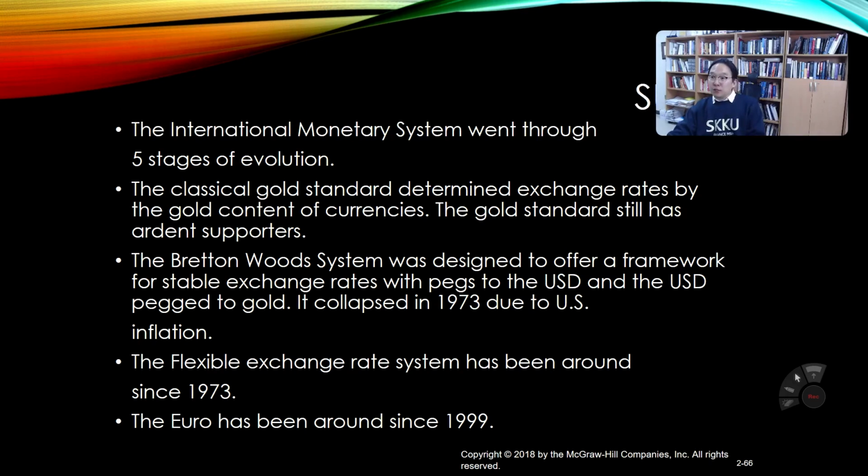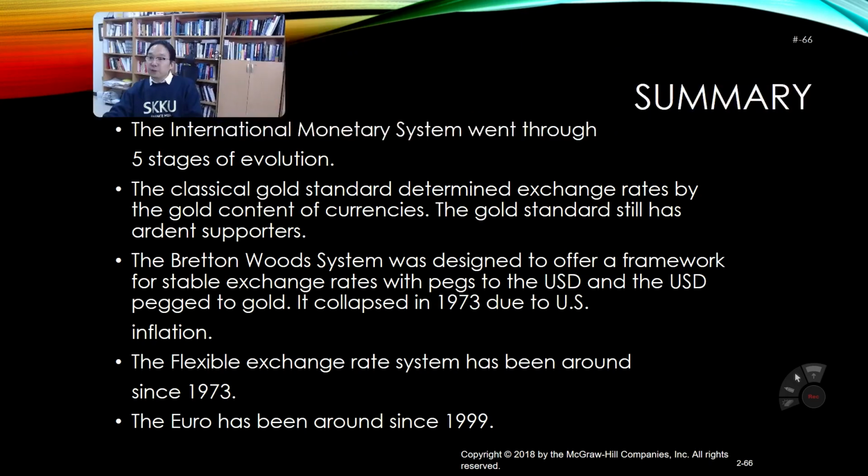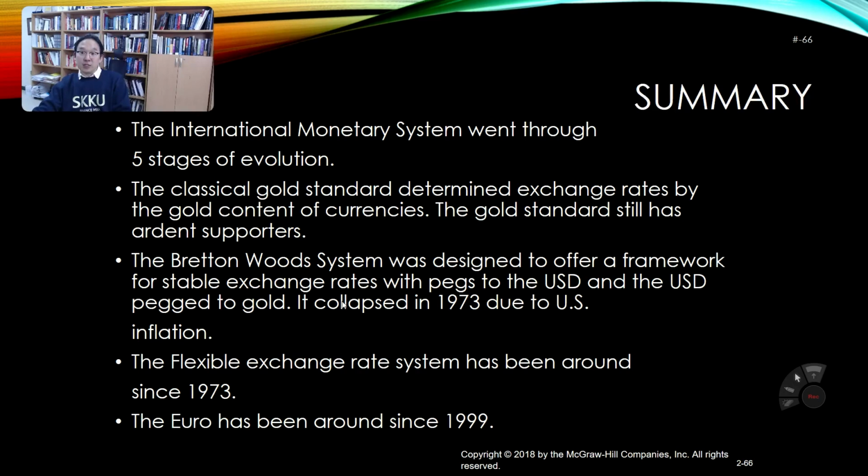So the international monetary system went through 5 different stages of evolution. The classical gold standard determined the exchange rates by the gold content of the currencies. The gold standard still has ardent supporters. The Bretton Woods system was designed to offer a framework for stable exchange rates with pegs to the US dollar and the US dollar pegged to gold. It collapsed in 1973 or 72 due to US inflation. I'm not going to ask you the year, don't worry about it.